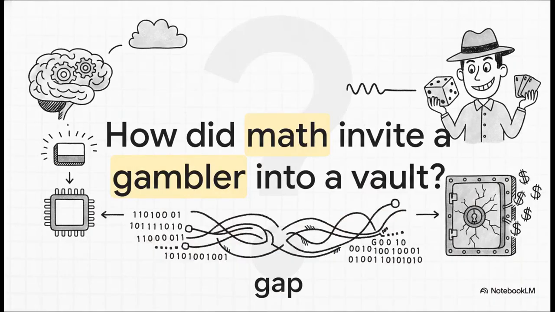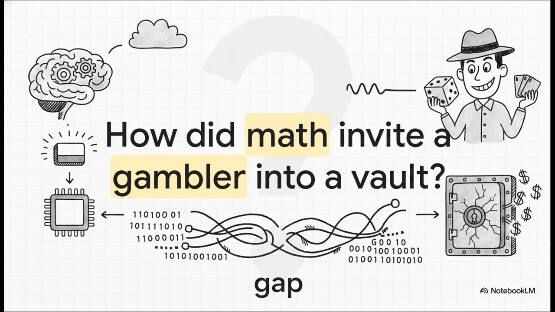So let's jump right into this with a really high-stakes question. How exactly did a brilliant mathematical breakthrough accidentally invite a chaotic gambler into a multi-million-dollar vault? I mean, we intuitively feel like computers just kinda get us, right? You click a button and boom, something happens.